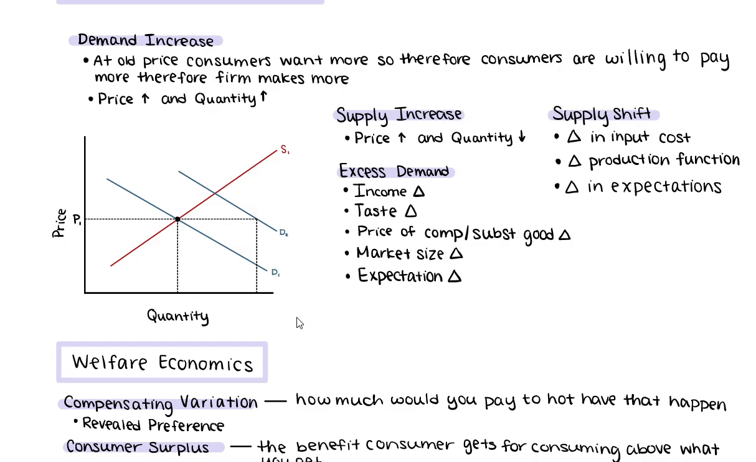How about supply shifts? That is input cost. If your input cost is lower, then you supply more. Then there is your production function: how do you optimize, how do you set a bundle, a wage and rent ratio? And finally, expectations. Yeah, expectations matter.